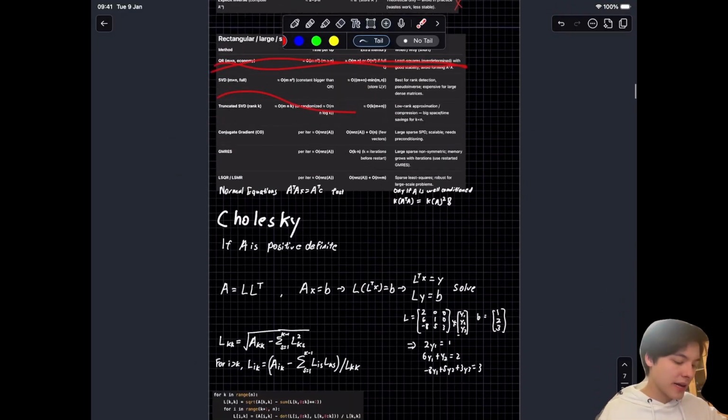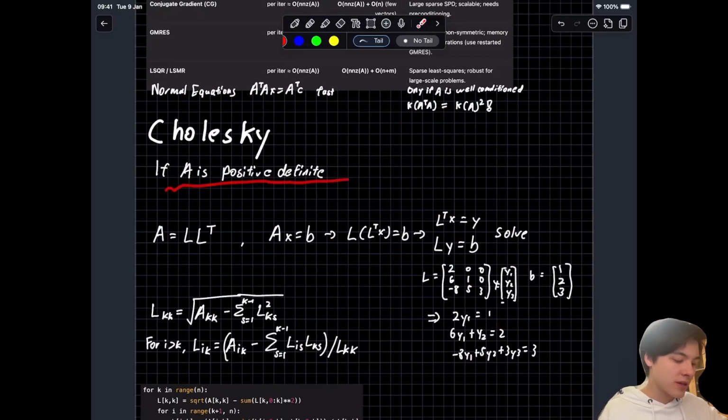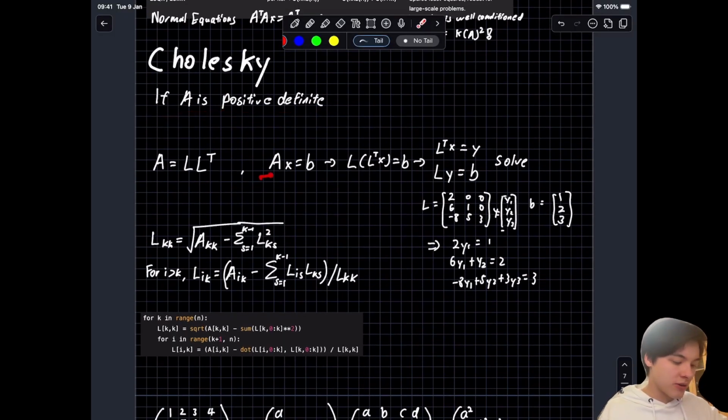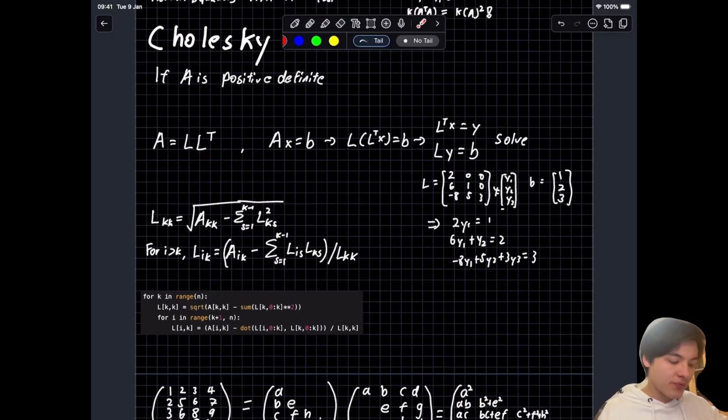So yeah, let's look at the first one. If A is positive semi-definite, so this is our problem, Ax equals b, we can turn A into L and L transpose, two triangles. Then we can do substitution, which would be super easy. So what we will first do is solve with b using the first one, we get our y, and once we have the y, we can substitute and then get our x.